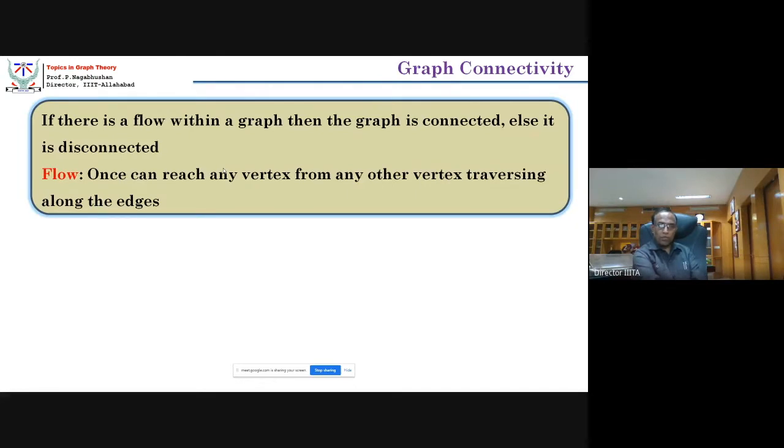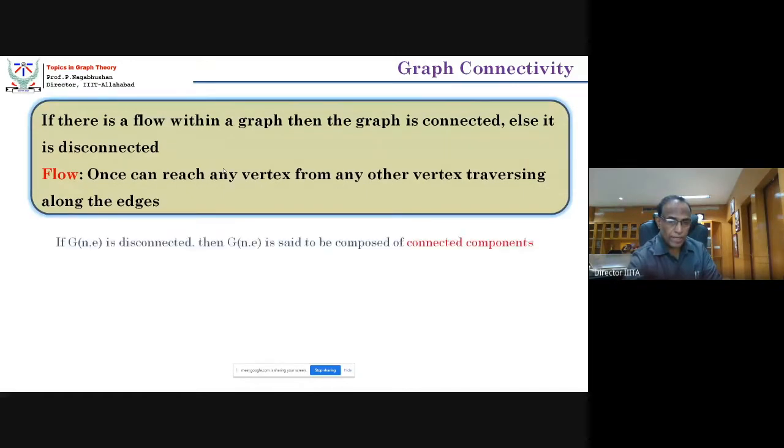So if there is a flow within a graph, then the graph is connected. Otherwise, it is disconnected. Flow is the reachability from any vertex to any other vertex traveling along the edges. That is what the flow is. All right. Therefore, if the graph is disconnected, then the graph is said to have many connected components.